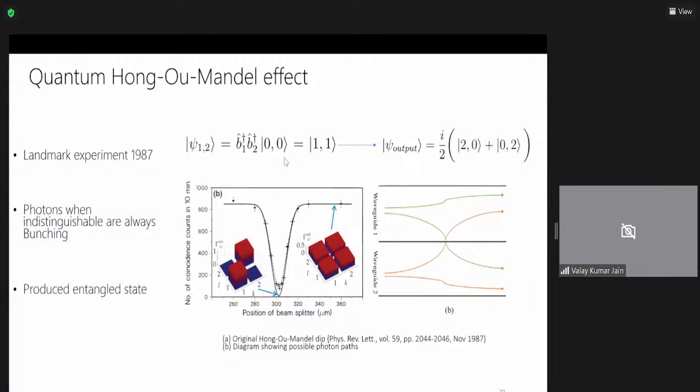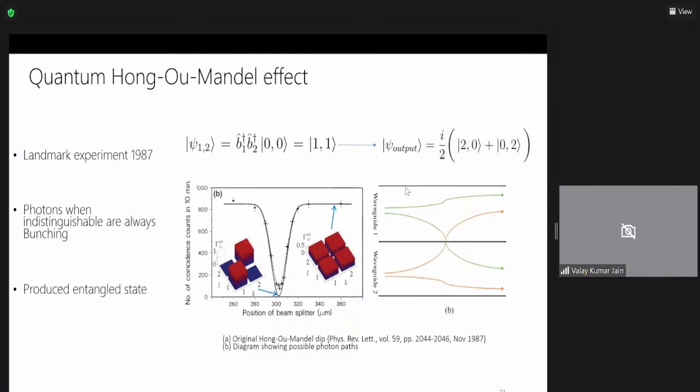So if I insert a state 1, 1, there's one photon in waveguide number 1 and the other in waveguide number 2. But the output is always 2, 0 or 0, 2. It's never going to be 1, 1, always. This is a quantum version of a classically well-studied effect, known as the quantum Hong-Ou-Mandel effect.